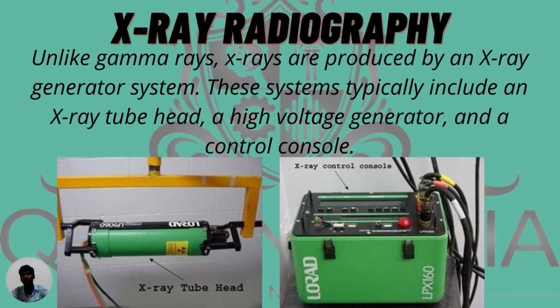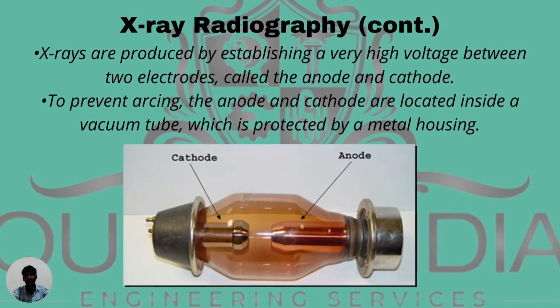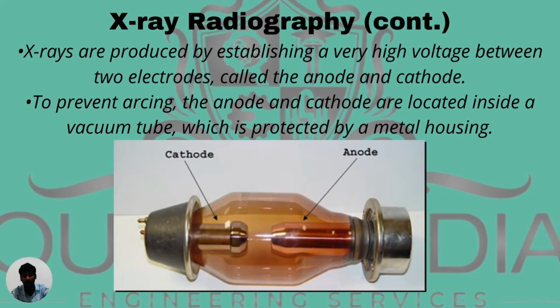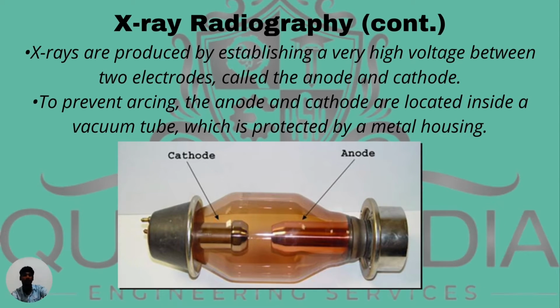Now we'll move to X-ray. First of all, what is X-ray? In X-ray, electrons pass through a cathode, in a unit that typically includes the X-ray head. The high voltage generator is controlled from the console. The cathode and the anode are connected to two electrodes, with the cathode located inside the vacuum, which is provided by the metal housing. One is the anode and the other is the cathode. This is covered by the vacuum.